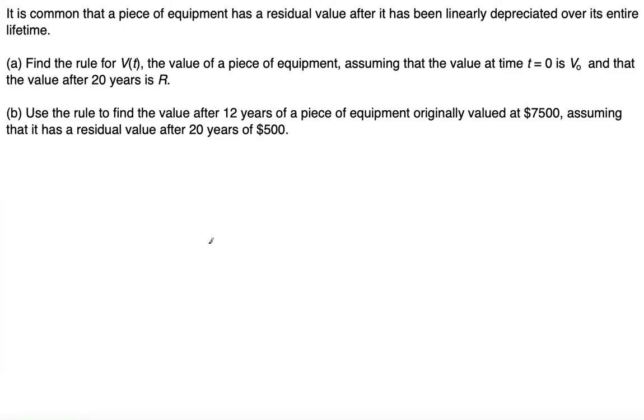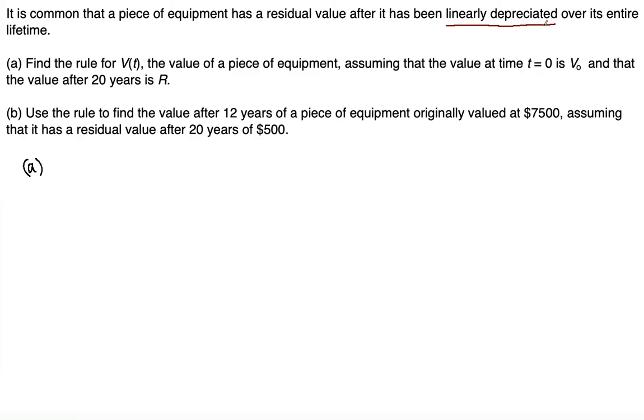It is common that a piece of equipment has a residual value after it has been linearly depreciated over its entire lifetime. Part A. Find the rule for v of t, the value of a piece of equipment, assuming that the value at time t equals 0 is v subscript 0 and that the value after 20 years is r. So for part A, the first thing that I would notice is that we're talking about linear depreciation.